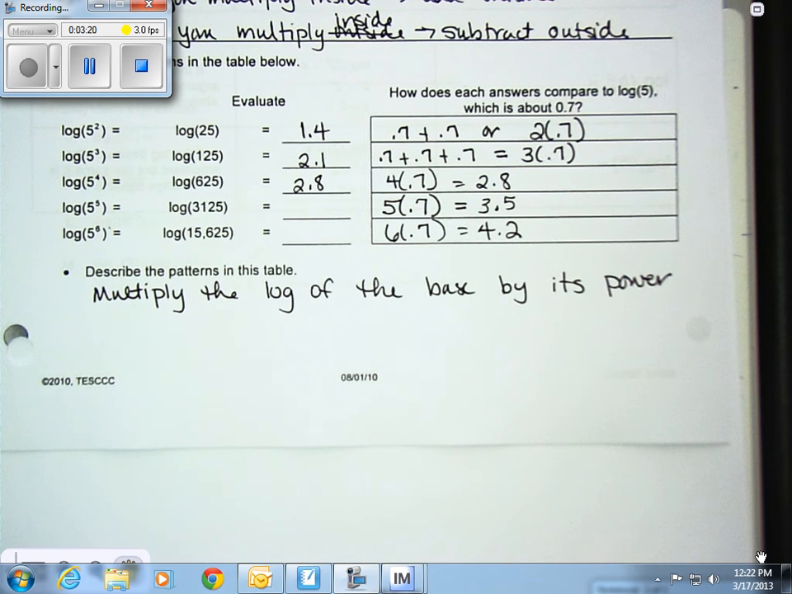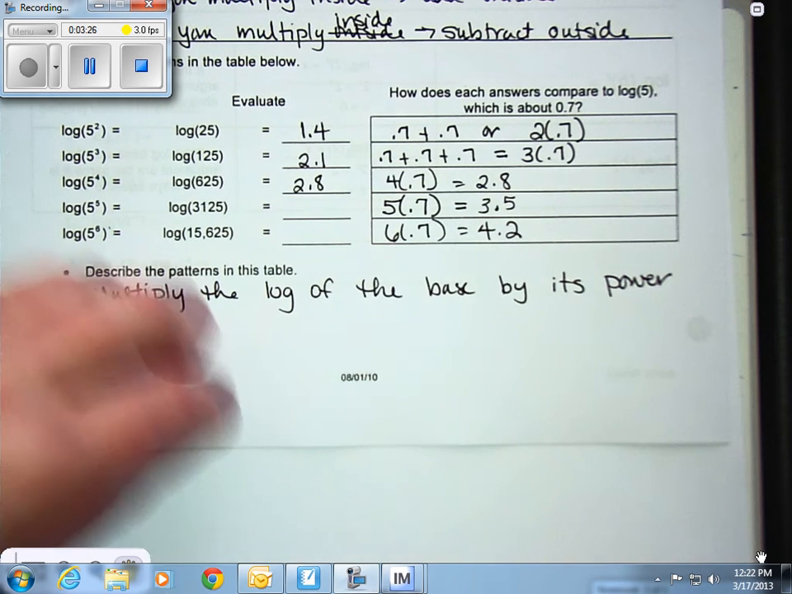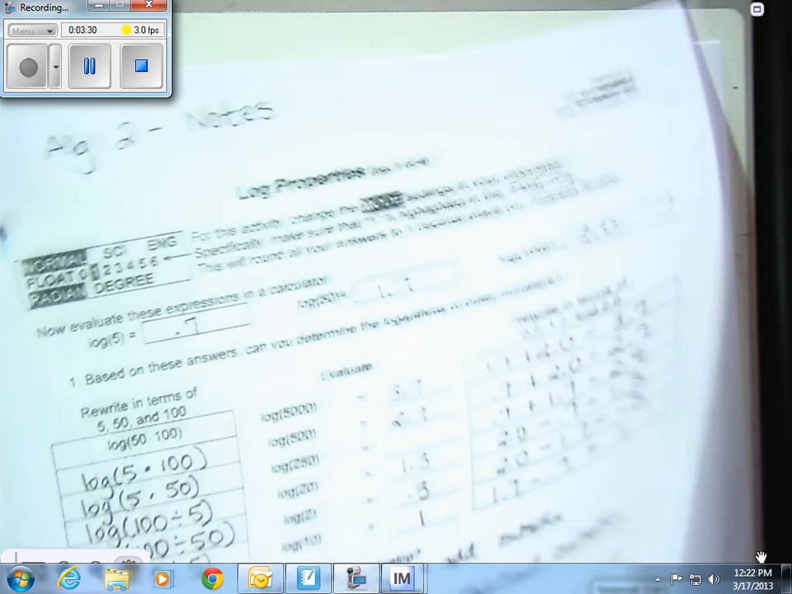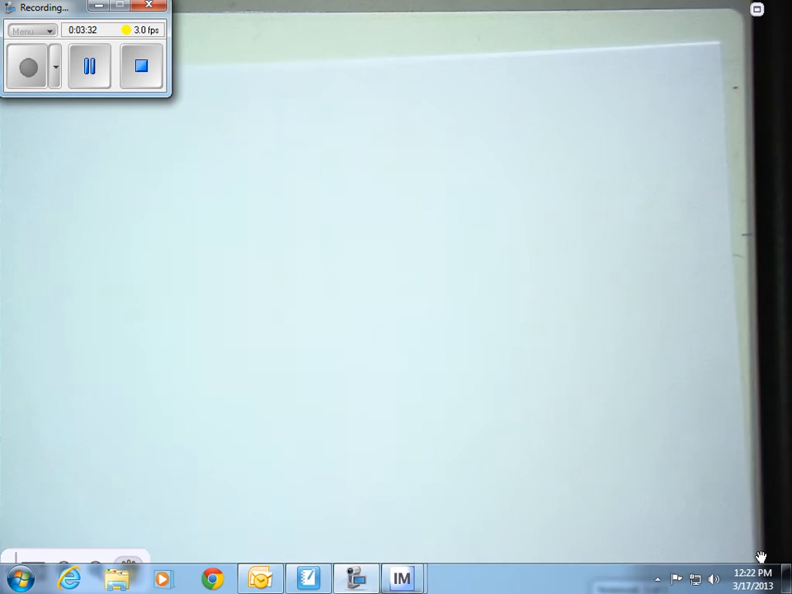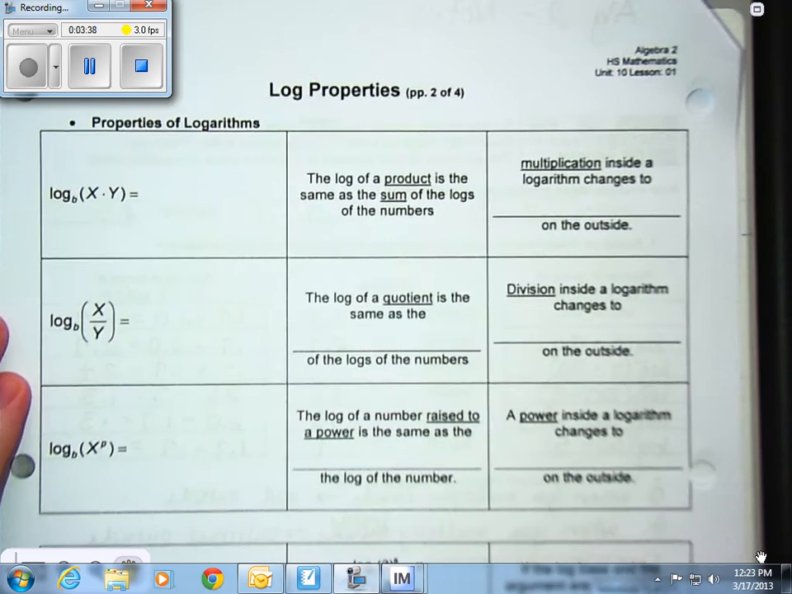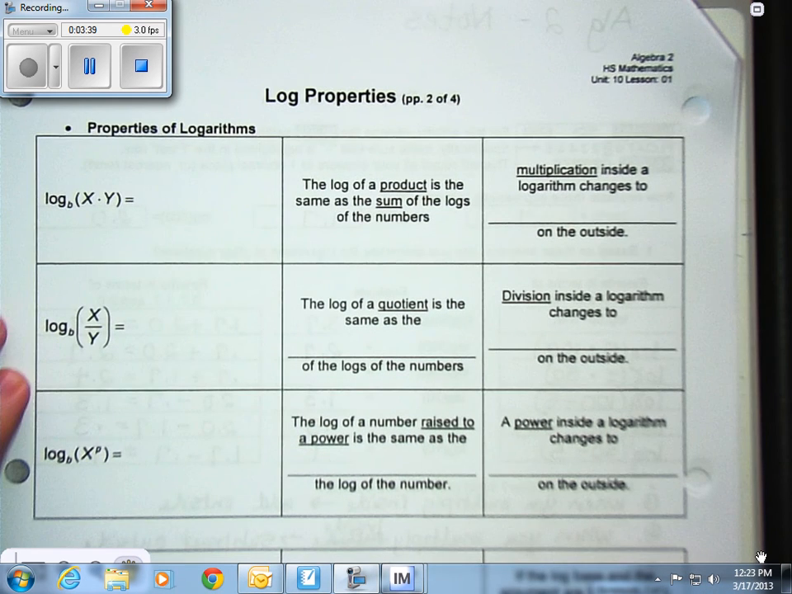So what we've done here is we've kind of developed some of the major properties of logarithms. And these are what I call the big three properties of logarithms. And so we're going to spend some time investigating those, or writing down what those properties say. So here are our properties of logarithms. And so we want to get them down.